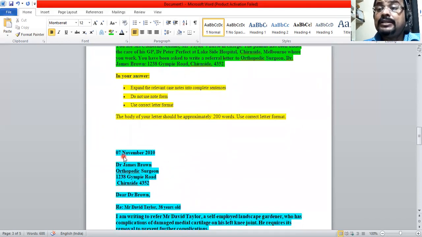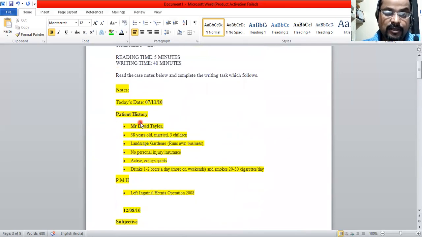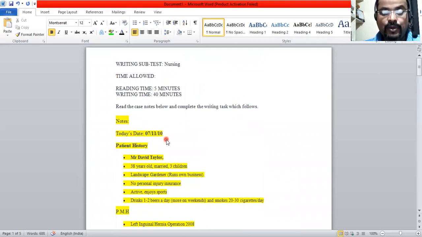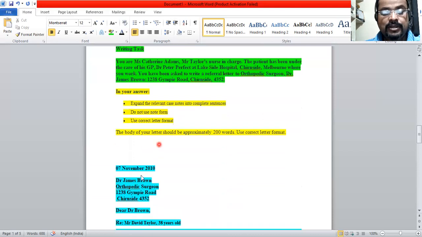Today's date is 7 November 2010, so we can cross-check. Yes, it is 7 November 2010. The address is clear: James Brown, yes, 1238 MP Road. Okay, everything is correct.